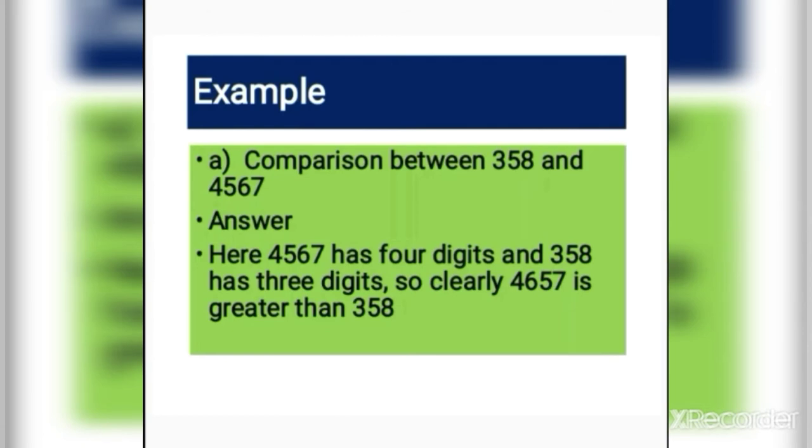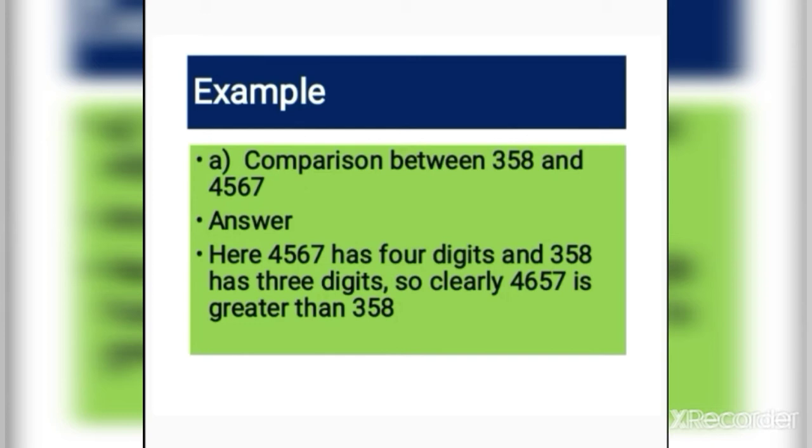Here we have two numbers, 358 and 4567. We need to find out the greater number. Let's find out. First number, 358. In this number, three digits are there: 3, 5 and 8. In 4567, four digits are there: 4, 5, 6 and 7. So obviously a 4-digit number is greater than a 3-digit number.